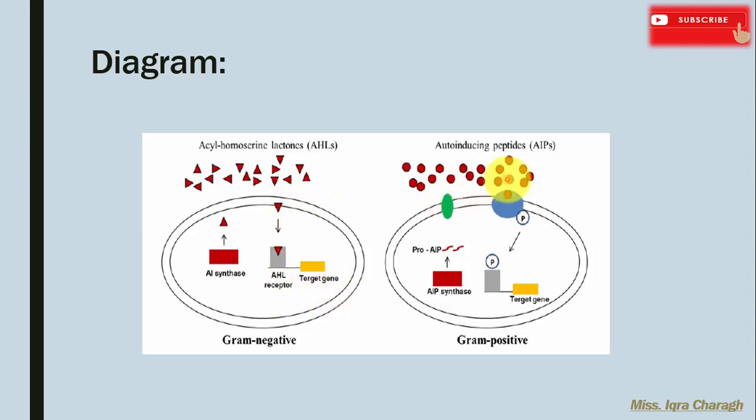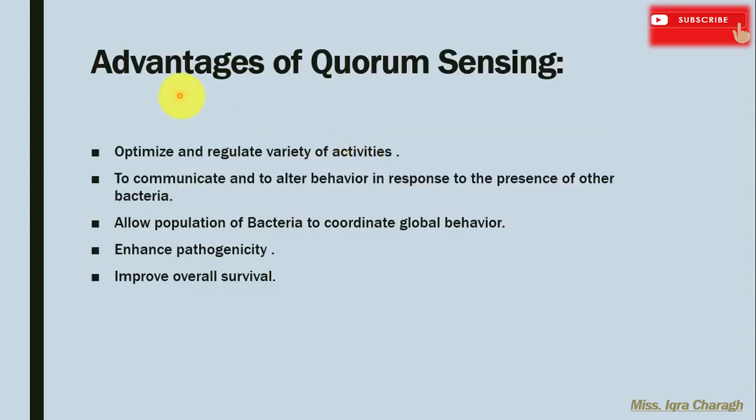While in gram-positive bacteria, the auto-inducing peptides bind to the receptor and activate a kinase. After activation of the kinase, the transcription process begins. Now we see what the benefits of quorum sensing are.